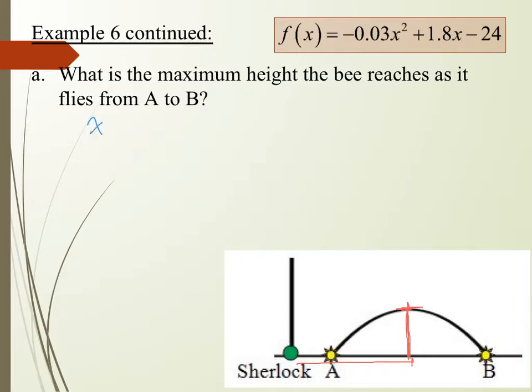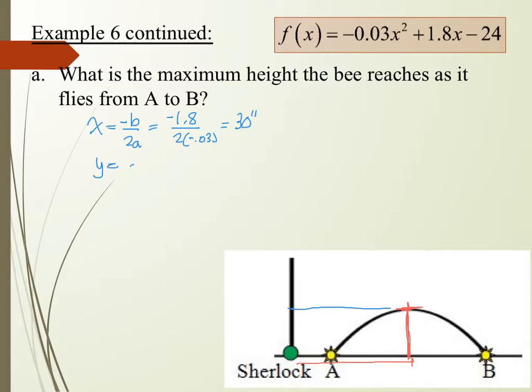And so now we can say x is equal to negative b over 2a. In this particular case, it's negative 1.8 divided by 2 times negative 0.03. And when we do that math, we get 30 inches. Okay, so x is at a maximum at 30 inches, but that's where he's at. It's not the maximum height that the bee reaches at this point here. So to find that, we have to find y. And to find y, we just put in the 30 inches.